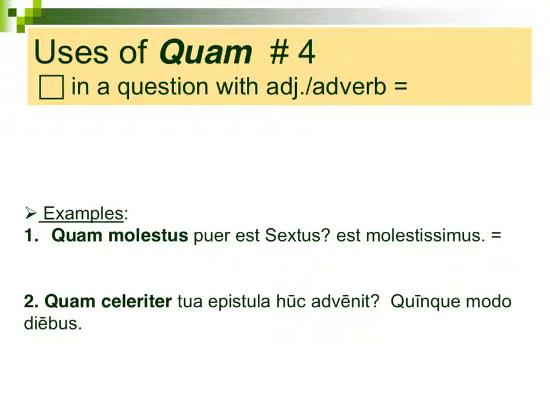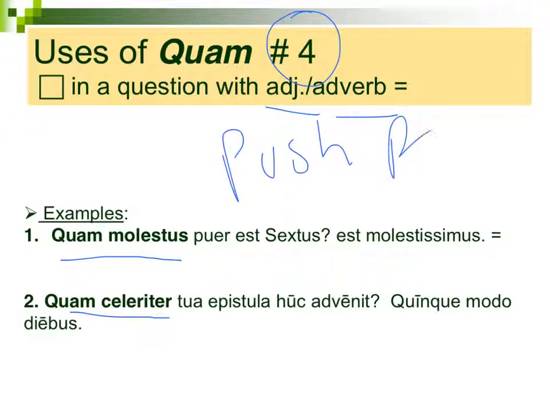Okay, now we have use number 4 of quam. Again, it's used with an adjective or adverb, but it's in a question. Some of these could be an exclamatory question, but they don't have to be exclamations. So what does quam mean here, as in quam molestus puer Sextus, or quam clariter tua epistula huc advenit? Please push pause and determine the meanings of quam in the sentences.